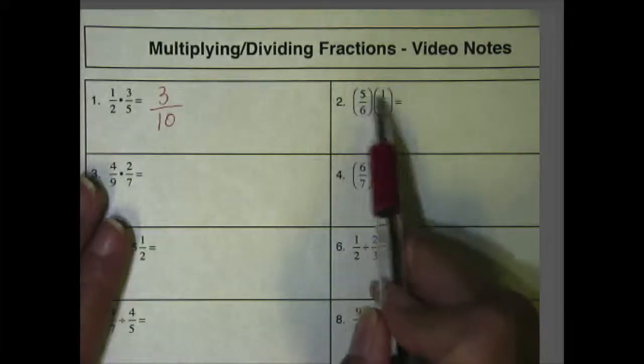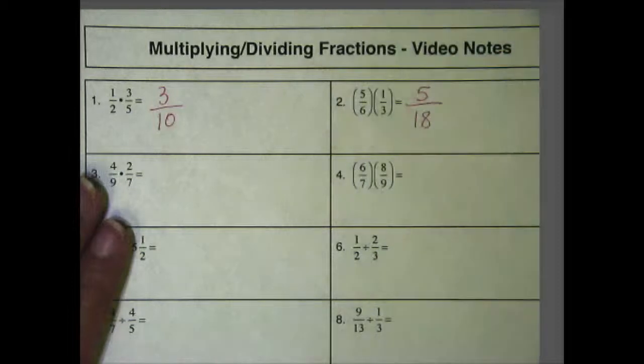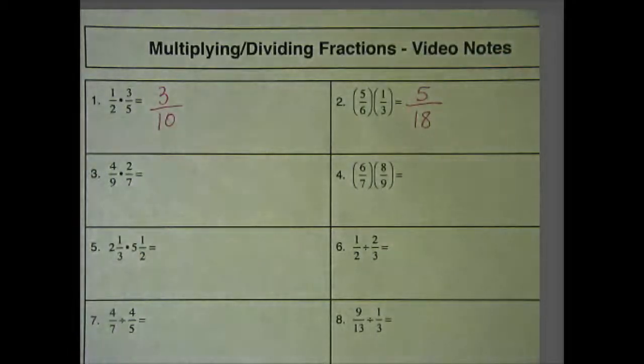So we'll multiply straight across. 5 times 1 is 5. 6 times 3 is 18. Remember that you do need to simplify them, but so far neither of these fractions have needed to be simplified.